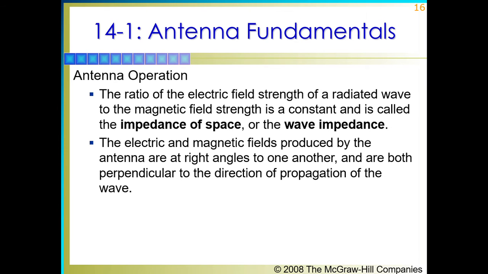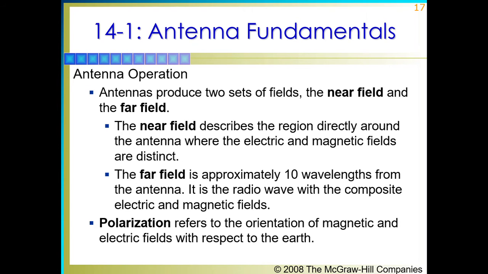The wave impedance of an electromagnetic wave is the ratio of the transverse components of the electric and magnetic fields. Antennas produce two sets of fields, the near field and the far field. The near field and far field are regions of the electromagnetic field around an object, such as a transmitting antenna, or the result of radiation scattering of an object.